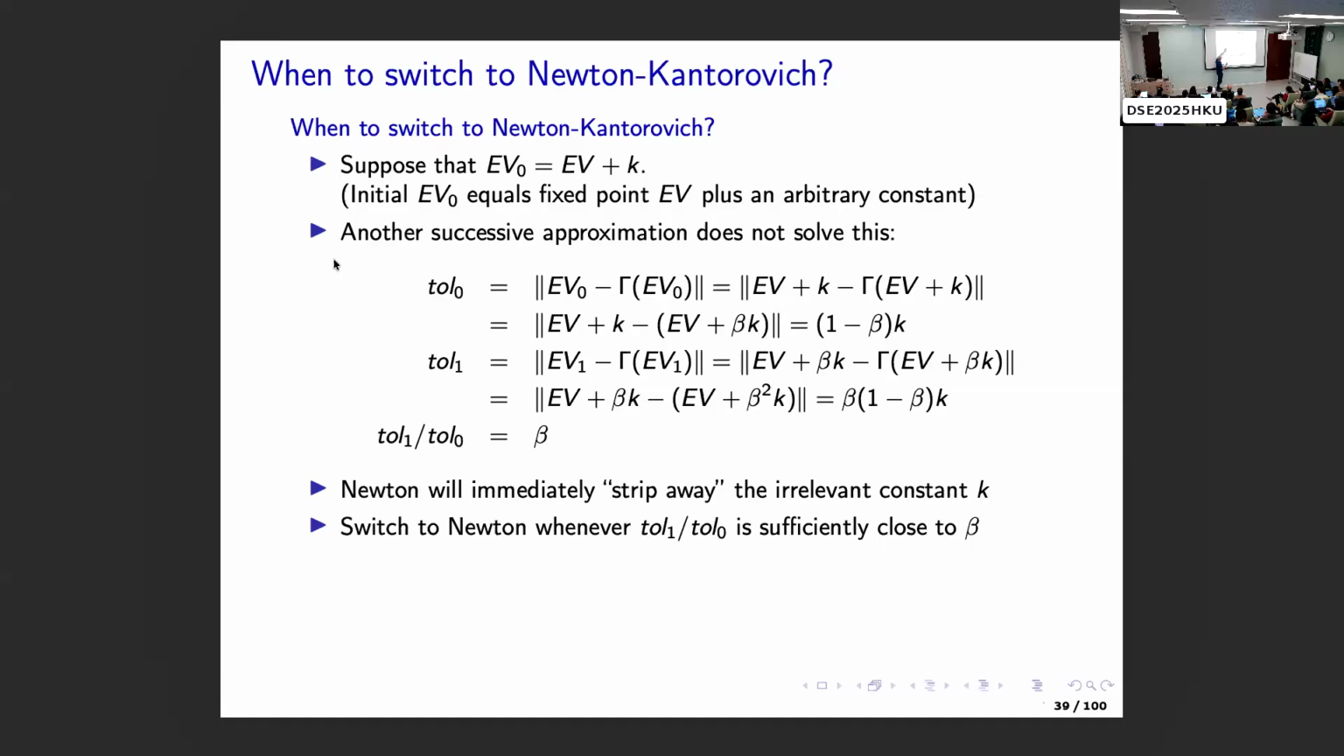We can do it again. That's another iteration. Now I start from the expected value function I get out of doing one more iteration, and I put that in. So this is just the expected value times the discount factor times that constant. That's after one iteration, that's what we just learned. And then I do it again, and you get beta times 1 minus beta times that constant. Now you take the ratio of these two, that relative tolerance, and you get exactly beta.